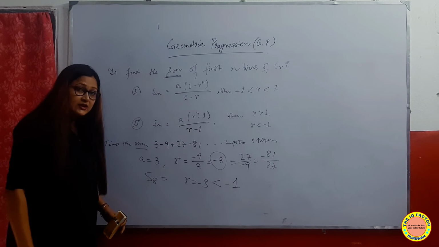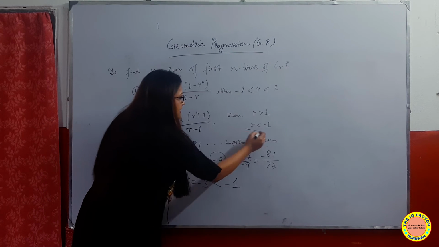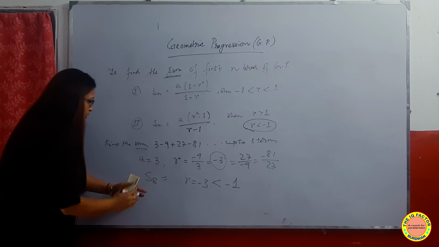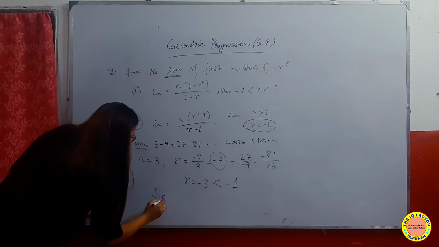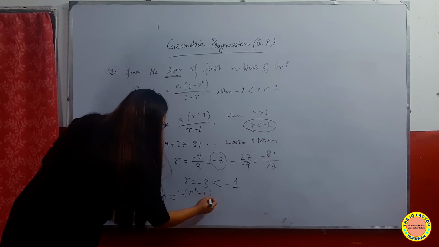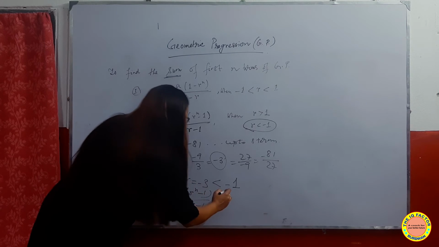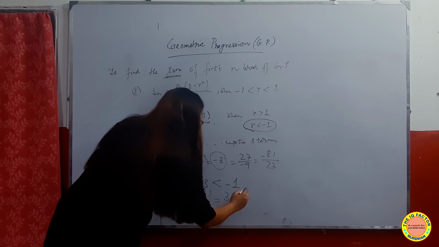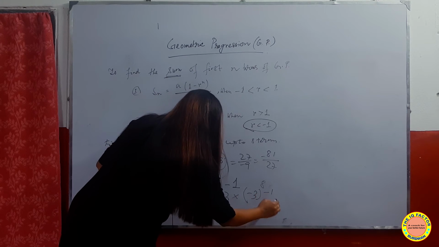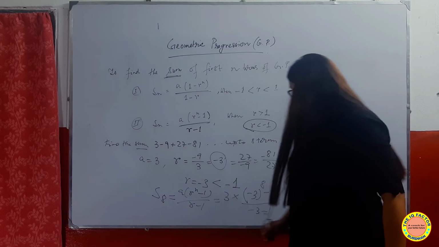You know that r is minus 3, which is less than minus 1. So r less than minus 1, then we will apply this formula. S8 is what? a into r to the power n minus 1 by r minus 1. The value of a is 3, common ratio r is minus 3, n is 8, minus 1 by minus 3 minus 1.